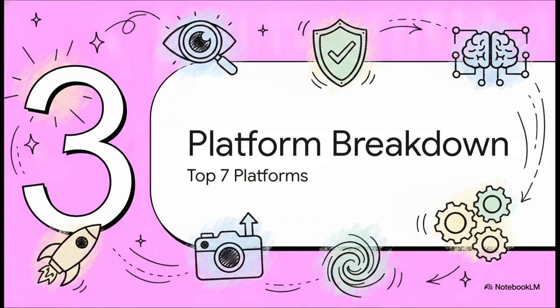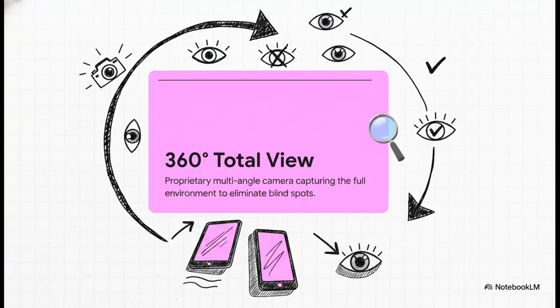All right, Part 3, the platform breakdown. Let's rapidly evaluate 7 of the top platforms currently dominating the market. Let's kick things off with Proctor 360. This platform is purpose-built for high-assurance environments, and their defining superpower is a proprietary 360-degree total view.